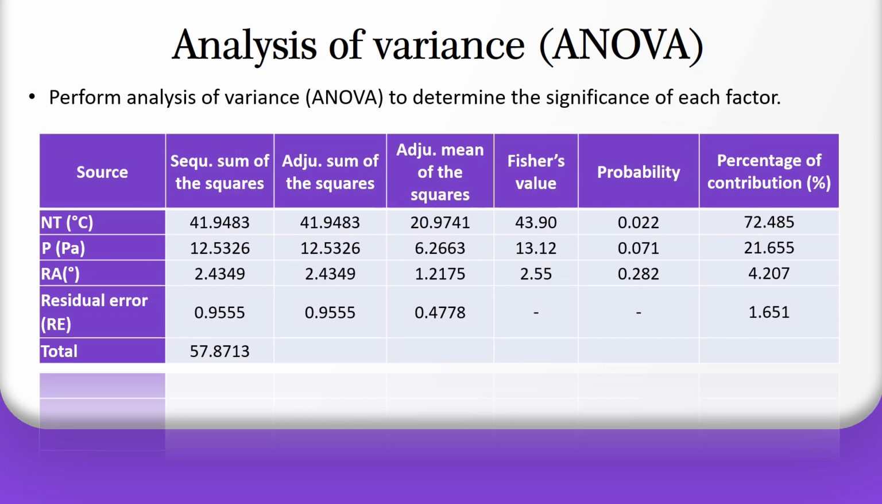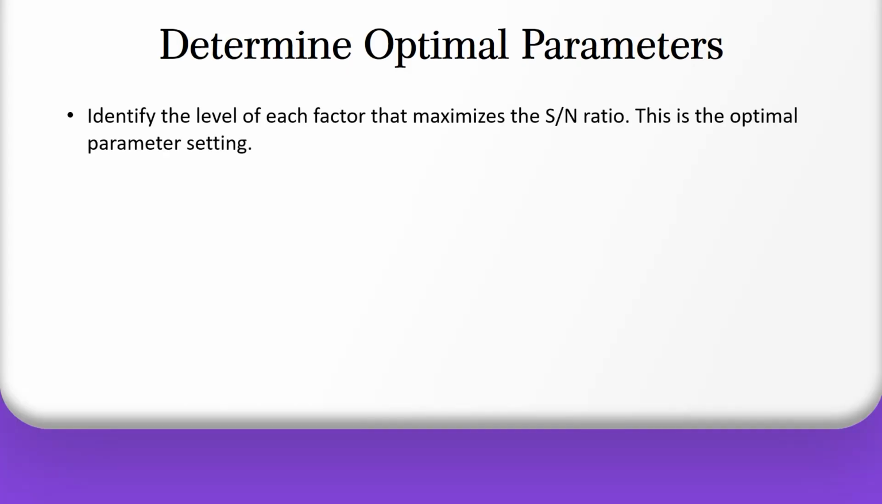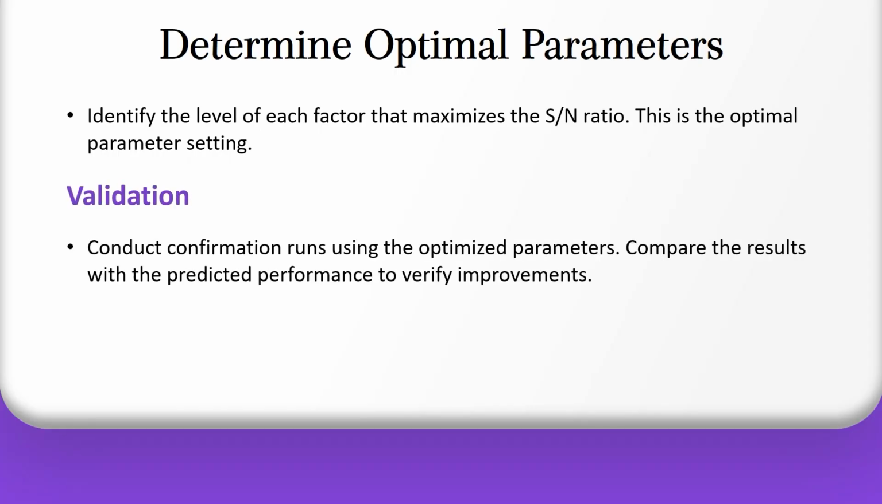From the analysis of variance, it came out that the nozzle temperature and pressure are the significant parameters for some specific mechanical property, with contributions of 72% and 21%, for better mechanical property using this type of setting. So there is a need to determine the optimal parameters. S by N ratio calculation is one way. Then we can go for validation by doing the confirmatory experiment a number of times.